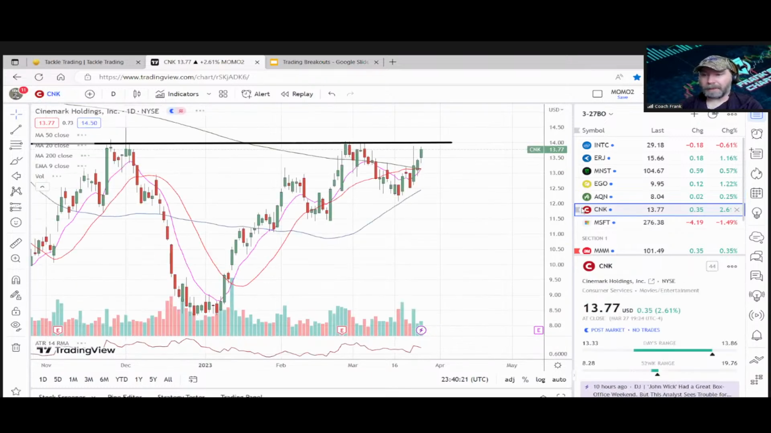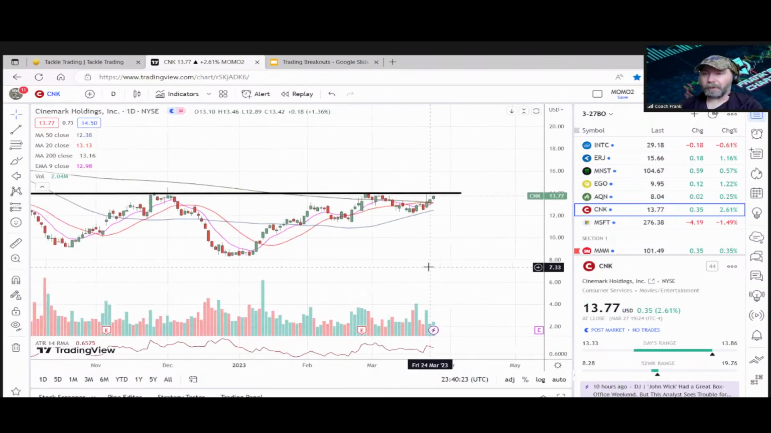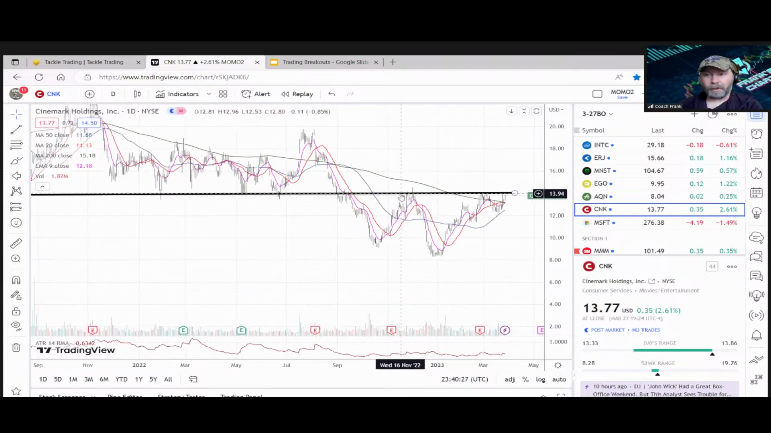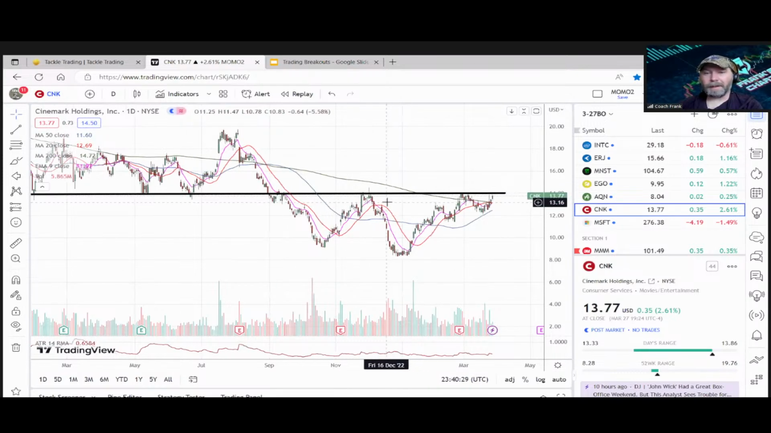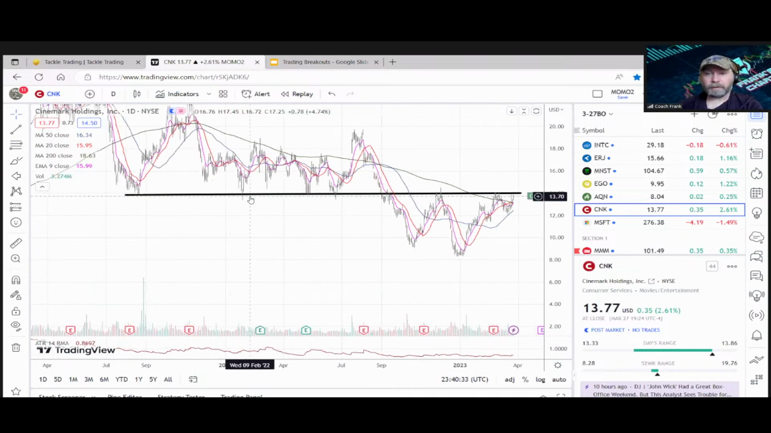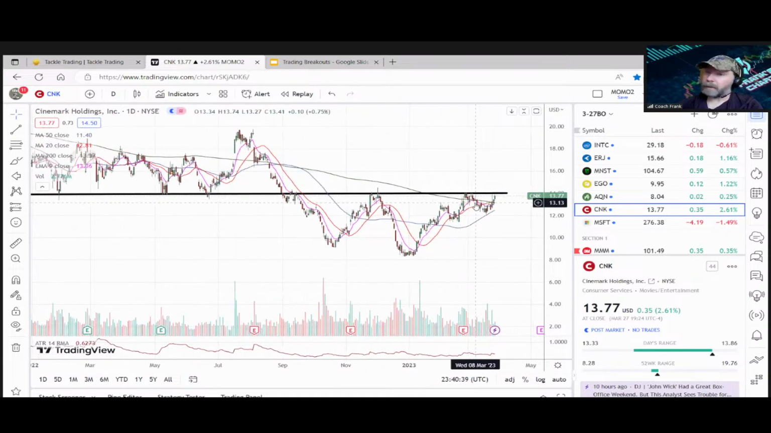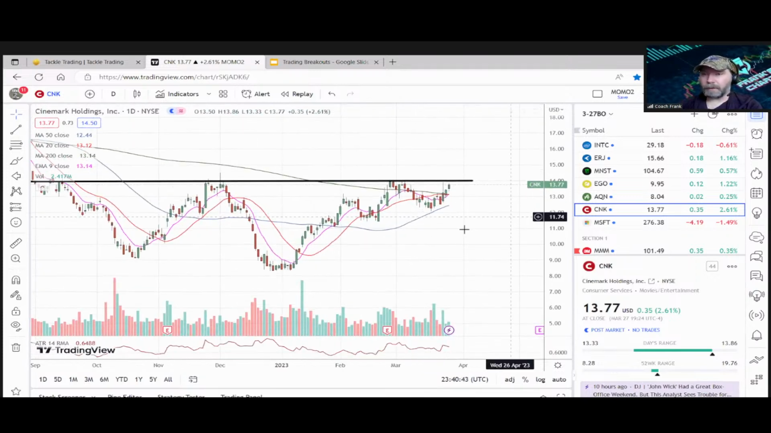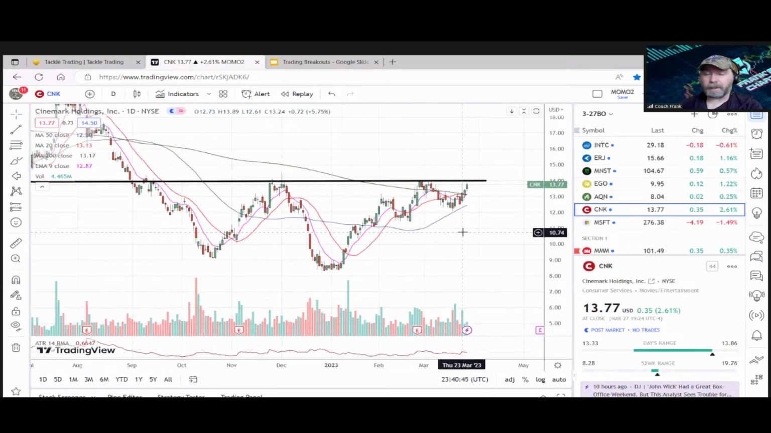One more, and I'll let you get out of here. And this is an interesting one. This is Cinemark. This is somebody who's gone into this range and has a lot going on here. There's a lot of history at this $14 level. Support, support, support, support, breakdown, resistance, resistance. A lot of history in this $14 range. I don't know the future, but I would imagine it remembers that.